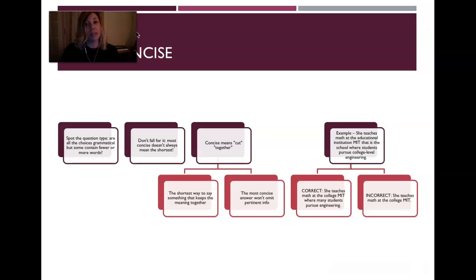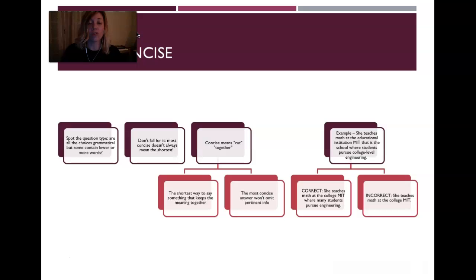Just like with eliminating redundancies, with most concise, you need to figure out what is the question asking me? So to spot the question type, ask yourself, are all the choices grammatical, but some answer choices contain fewer or more words? If they contain fewer or more words, then very often it will be testing your ability to revise or edit the phrase so that it is the most concise answer choice.